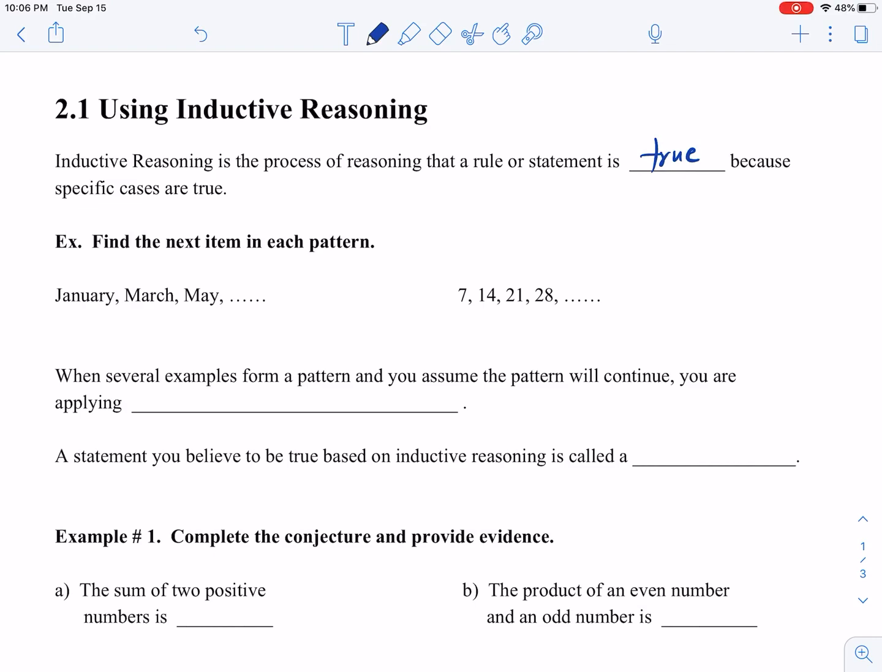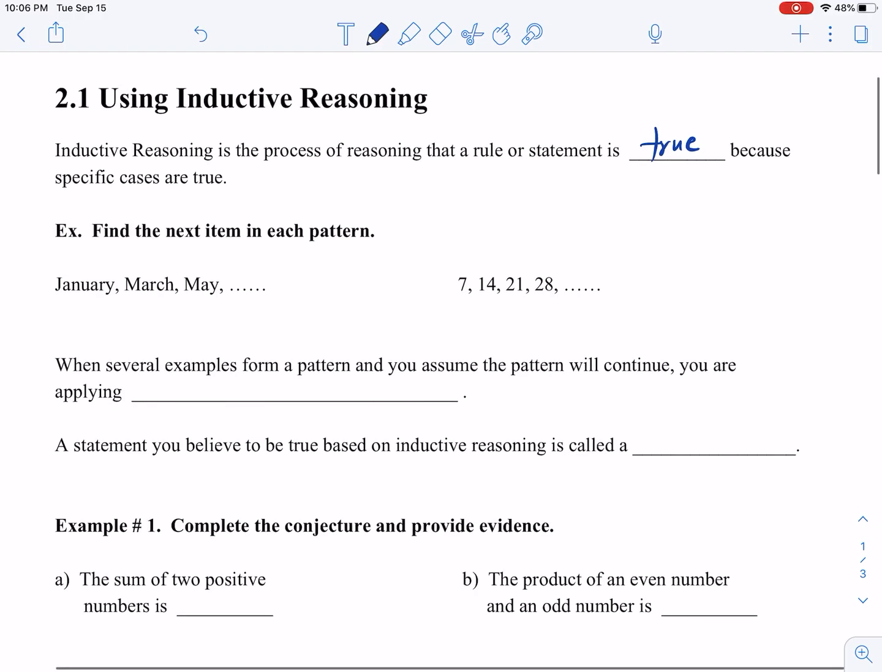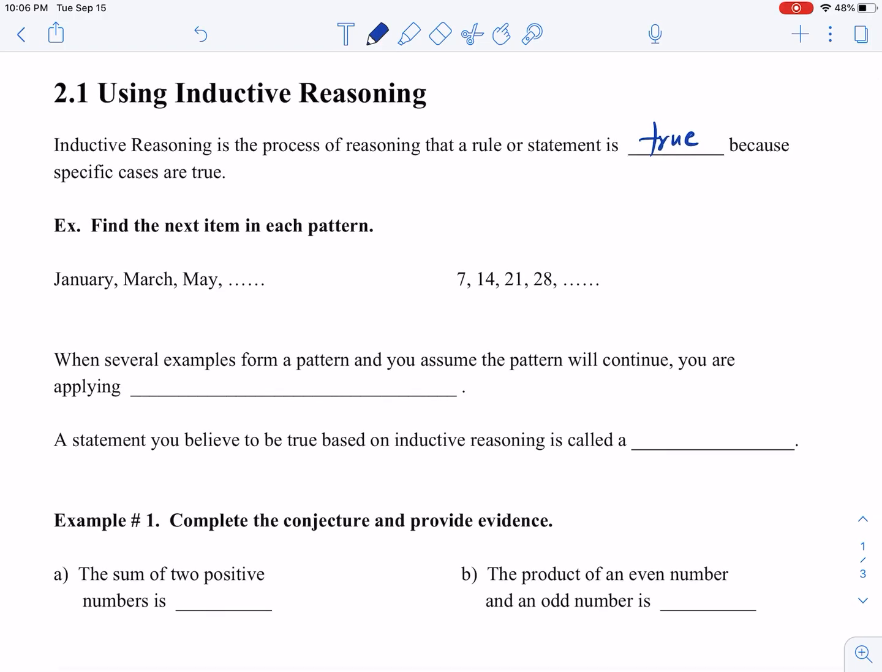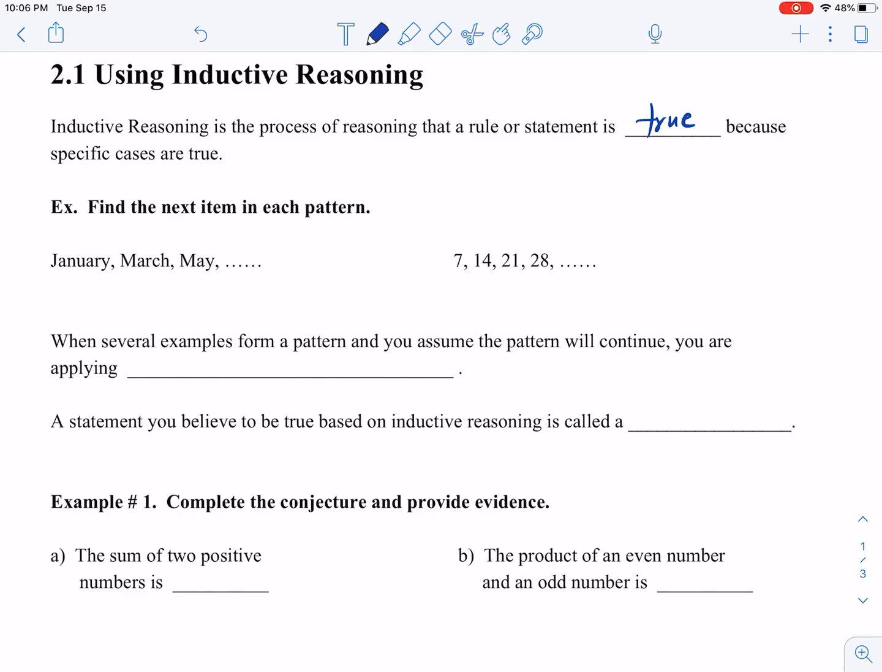So if we look at these two patterns, when we wanted to make a statement that's true about these patterns, well, we have specific cases that show that it's going to continue in this direction. So if you look at this first example, you can see that it's the months of the year, just skipping every month. So after May, we would have June followed by July, and then we would skip August and have September. So from these specific cases, we can reason that this pattern is going to continue skipping a month for the rest of the year.